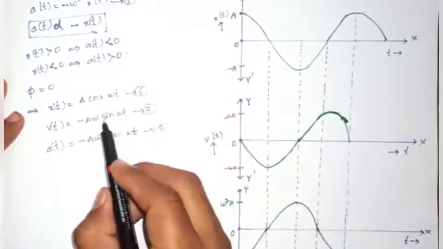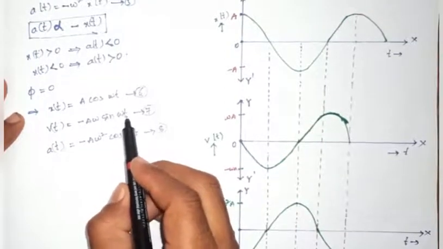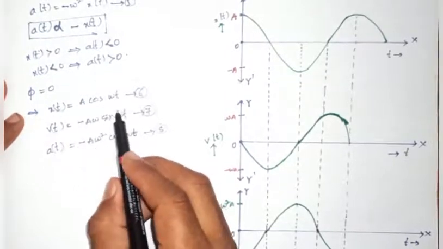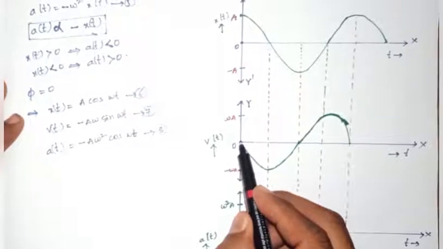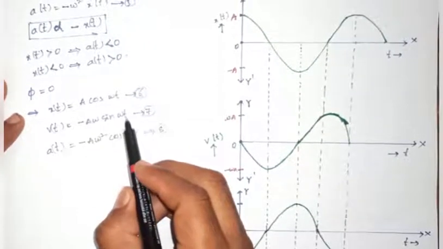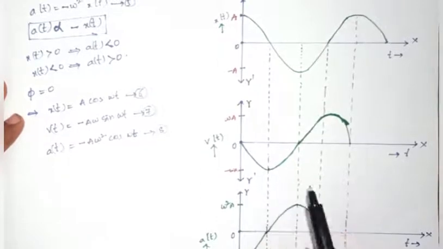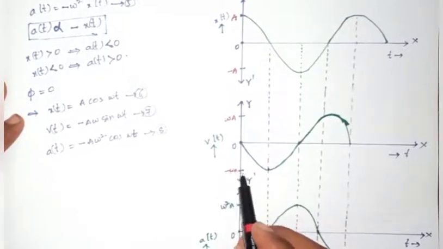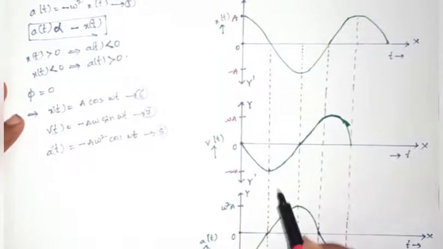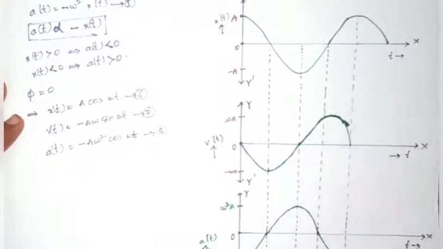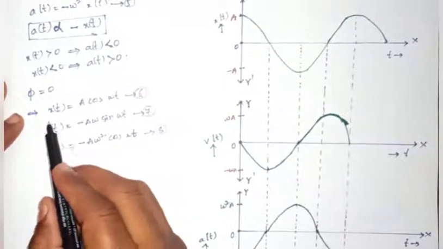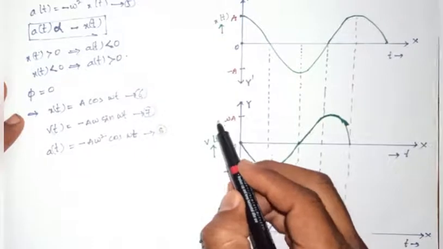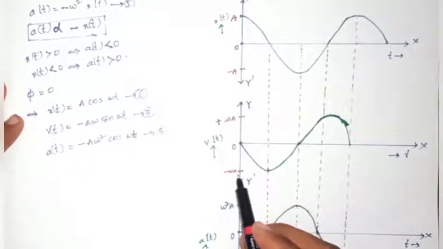For the velocity graph, we take time on the x-axis and velocity v of t on the y-axis. Here omega t equals 0, sin 0 equals 0, so the term is completely 0. It starts from 0, and at 90 degrees, omega t equals 90 degrees, it is maximum, minus a omega. Then it moves again like this, so the velocity varies from plus omega a to minus omega a.